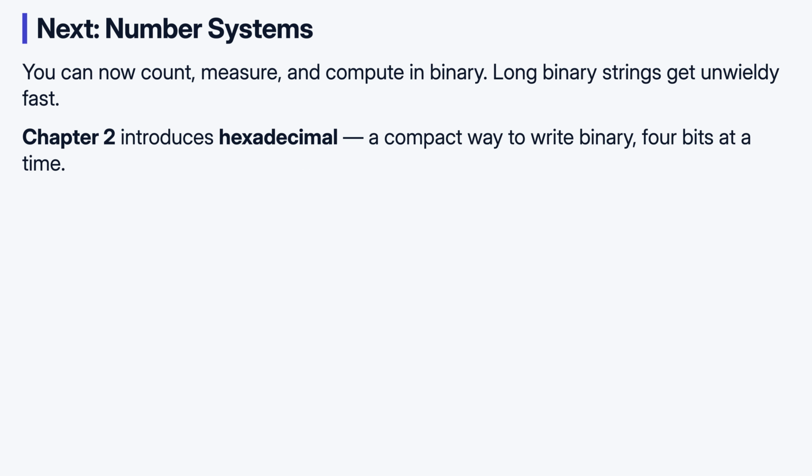That is Chapter 1. You can now count in binary, measure storage, and add, subtract, and multiply by hand. But long strings of zeros and ones get unwieldy quickly. In Chapter 2, we introduce hexadecimal, which lets you write a long binary string compactly, 4 bits at a time. See you there.